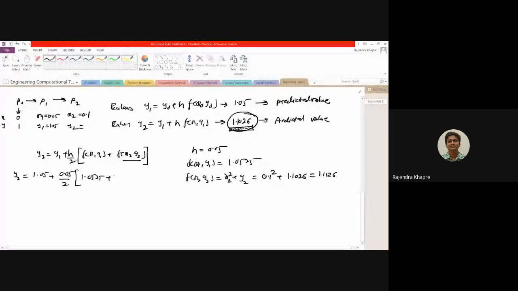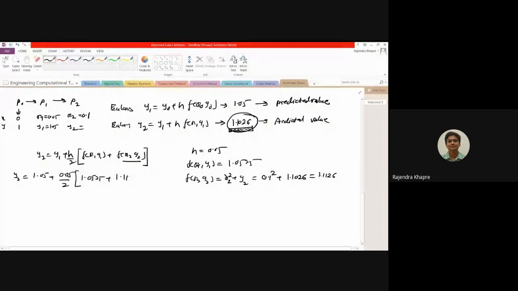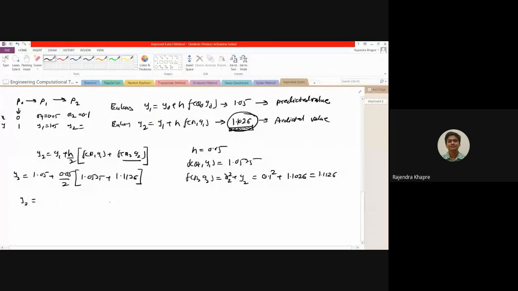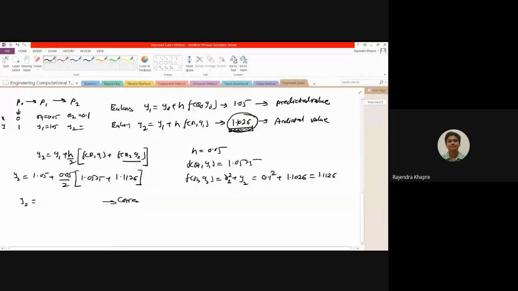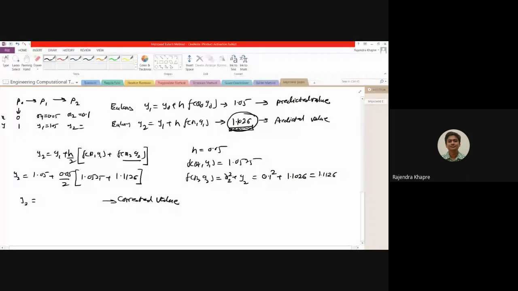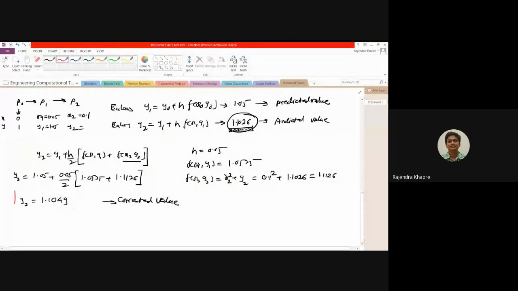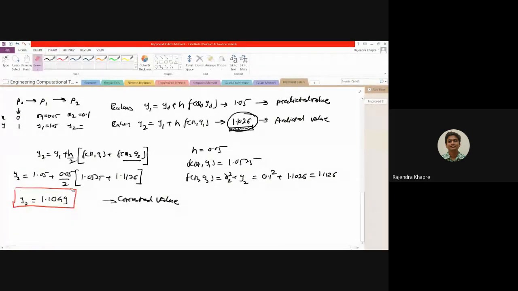Okay, so now you just have to substitute the values. So this is nothing but the corrected value. How much is this? 1.1049. Okay, so this is the corrected value. So this will be your final answer.